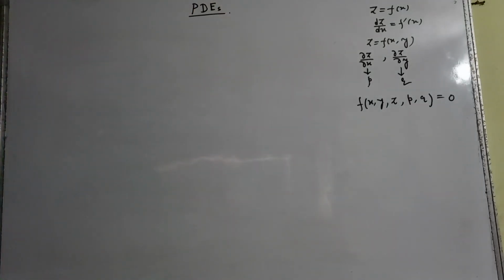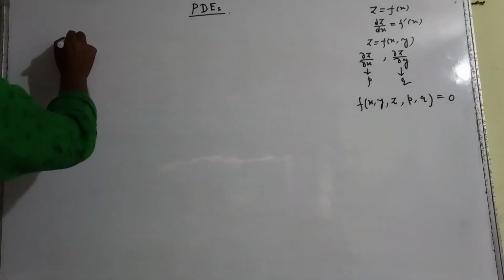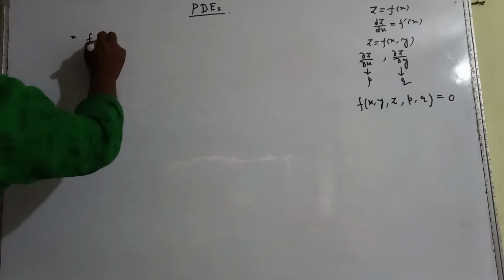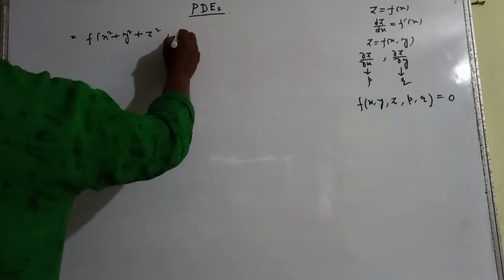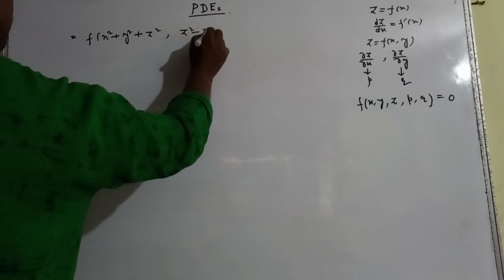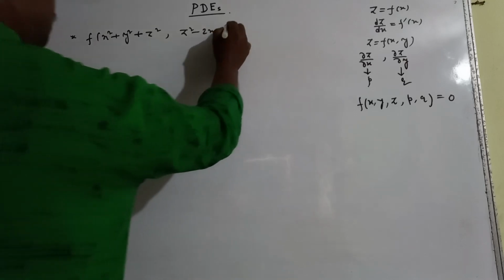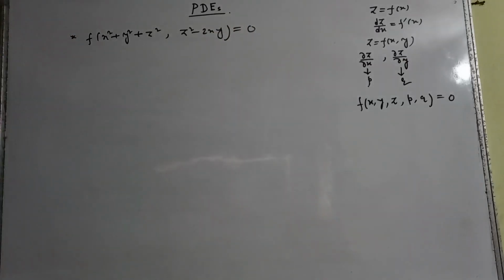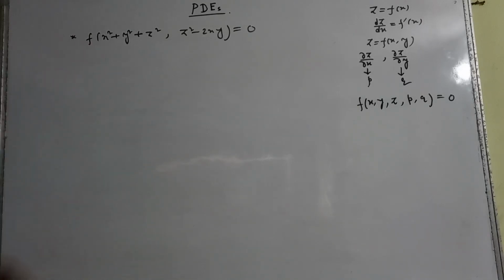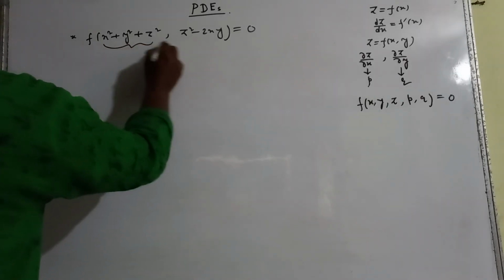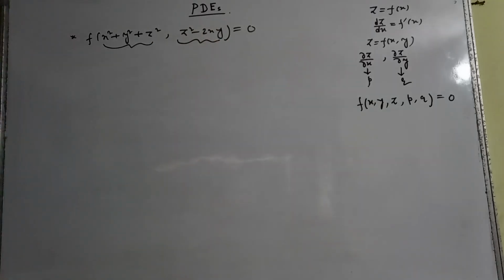Now take another example. If f of x square plus y square plus z square, comma, z square minus 2xy equals 0. This is the relation given here, with arbitrary function f. We have to eliminate f. So how to eliminate? We take this as u and this as v.